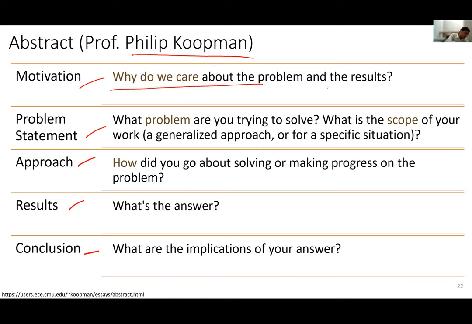So for example, why do we care about the problem and results? What problems are you trying to solve? What is the scope of your work? A generalized approach or for a specific situation? This problem statement must clearly tell the gap that you are addressing, the research gap. And then how did you go about solving that? Your approach or the solution to the research gap. And results, what is the answer? What are the great numbers that you got? Did you surpass the state of the art significantly?